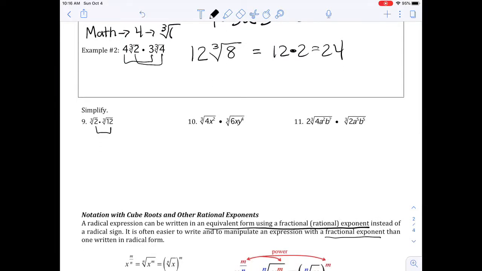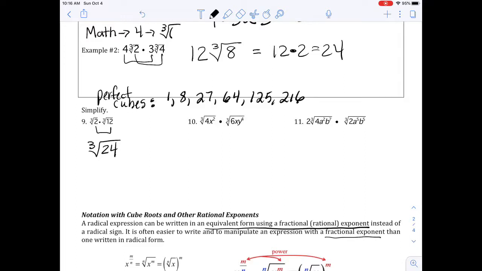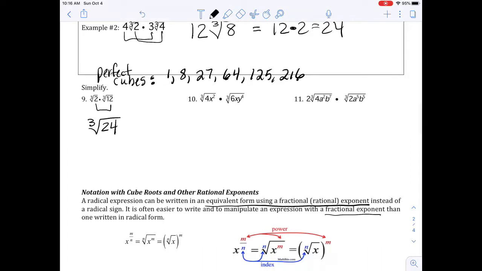All right, number 9. Multiplying, we're going to get the cube root of 24. So if you were to test that in your calculator, you would see that 24 is not a perfect cube. 1, 8, 27, 64, 125, 216. Those are your perfect cubes. It's helpful to have them written down when you're working with simplifying. So which of those numbers divides into 24?